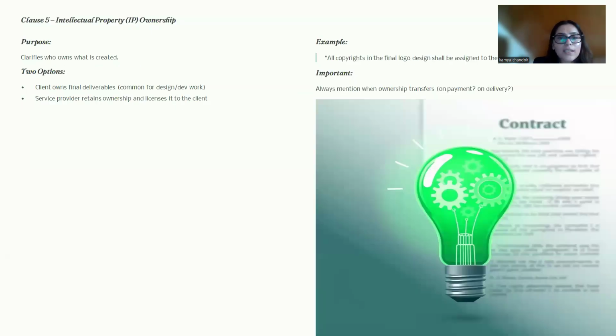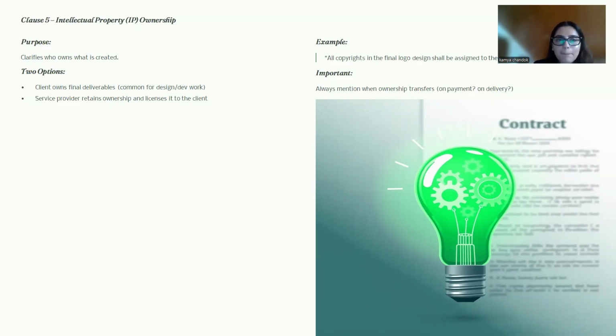Now let's talk about the intellectual property clause. So the IP ownership clause clarifies who owns the final product. It's extremely important in contracts that involve content, design, software, or even inventions. Now there are two common options in your IP ownership clauses. First is that the client owns the deliverable once the payment is made, and the second one is the service provider retains the ownership and gives a license to the client.